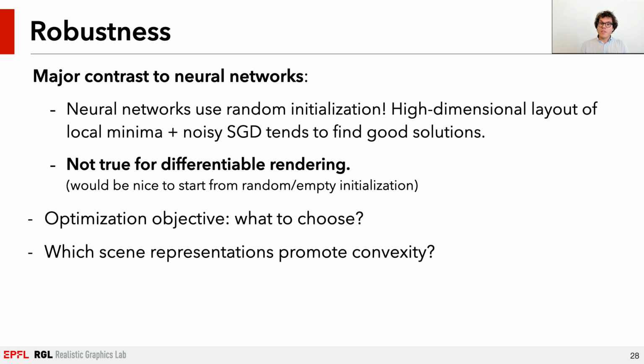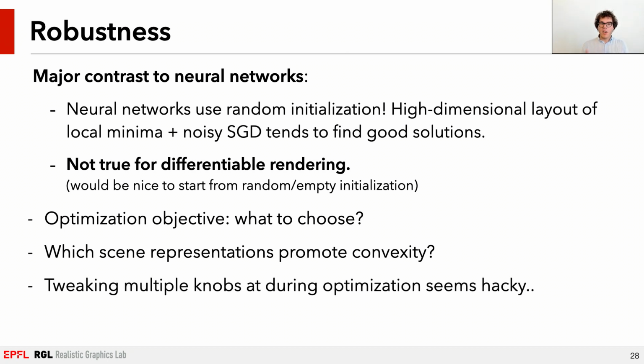Some scene representations lead to very non-convex optimization problems. What we already know is that triangle meshes tend to be bad and implicit representations are more robust. But is there more to it? And what's really the best that we can do? Right now, we're also often tweaking multiple things at the same time, like running gradient descent, and then at the same time increasing the resolution of textures to provide more degrees of freedom. All of this seems kind of hacky, and I wonder if there isn't maybe a better way. So as you can see, there's plenty of work to do, and I think that makes this a really exciting time to work on these topics.